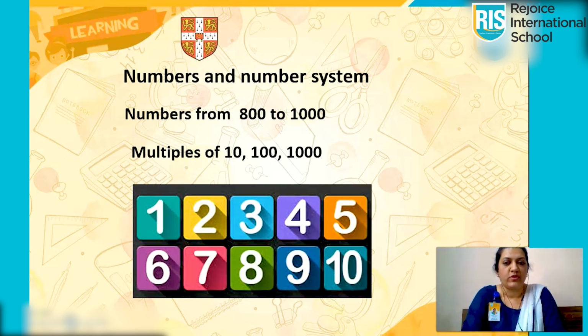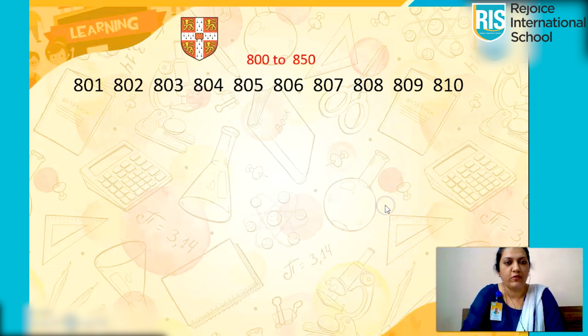Okay. So this is the presentation that I have made for you. Very simple, easy to understand. Okay. So if you have a look at this, these are numbers that we would begin from 801, 802, 803, 804, 805, 806, 807, 808, 809, 810. Now, if you see, I have only started this from 1 up till 10. I have written it in one row.